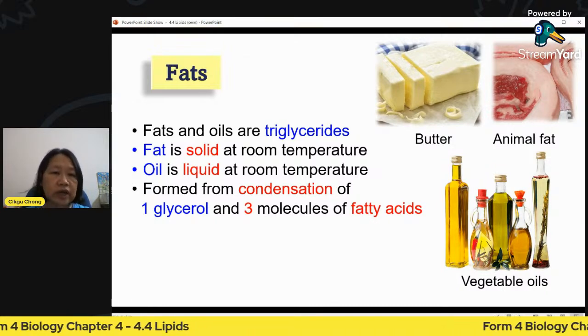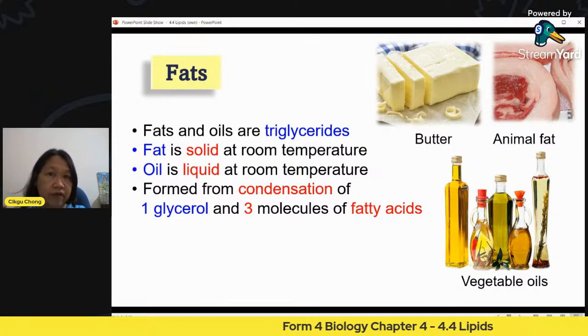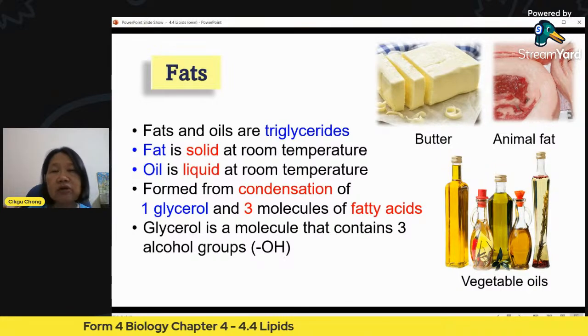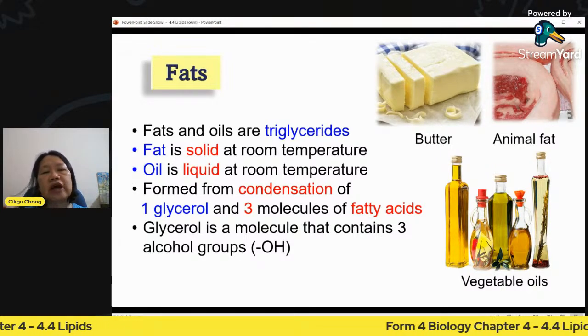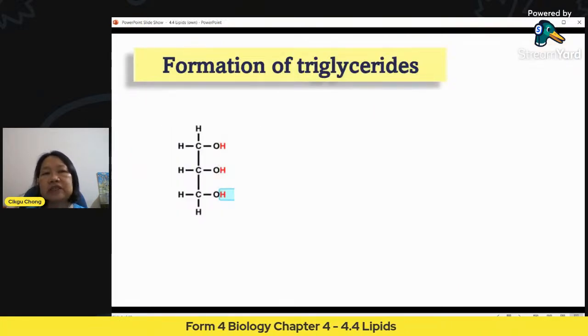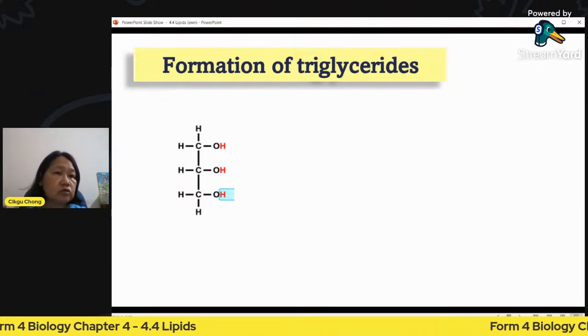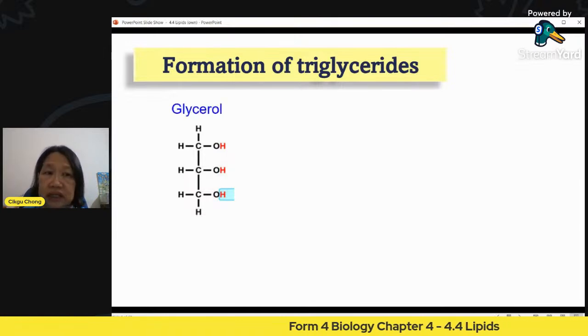Okay, so let's look at how condensation works, how this process of forming fats, or triglycerides, happens. And glycerol, what is glycerol? Glycerol is a molecule that contains 3 alcohol groups. You will see it when I show the next slide. Now don't worry about this. You're not asked to draw the structure, or to draw how many C, H and O atoms there are in glycerol.